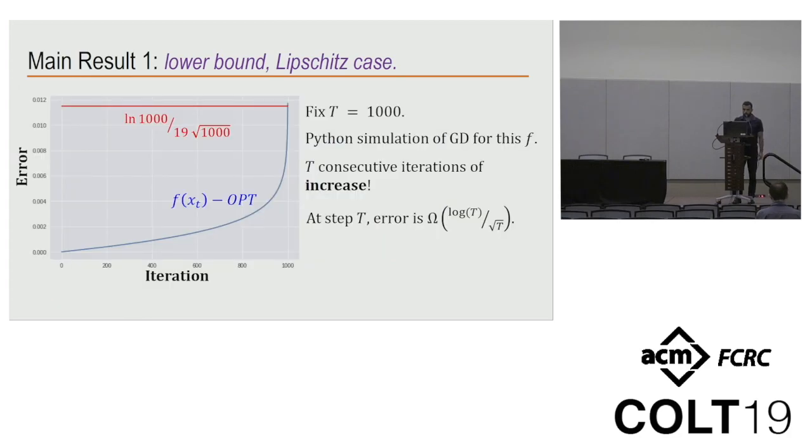So pictorially, what our result is saying is the following. This is an execution of gradient descent, a Python simulation of gradient descent on the function provided by our lower bound on the last slide. And here we fixed capital T to be 1,000. So the function that we're working with here lives in 1,000 dimensions. And as you can see, for 1,000 consecutive iterations, the error of the iterates produced by gradient descent is monotonically increasing until you reach the time horizon of capital T, where your error is log T over square root T.